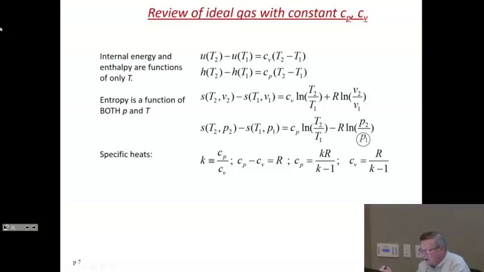So depending on your problem, if you're given specific volumes that you're going to correct for, then you have to use Cv here. If you're given pressures that you're going to have to correct for, then you have to use Cp here. Of course, you always know your relations between Cp and Cv. That's just a reminder that I'm adding here.